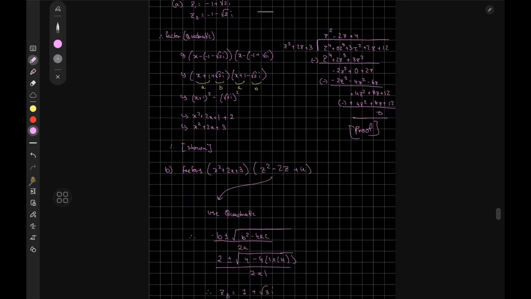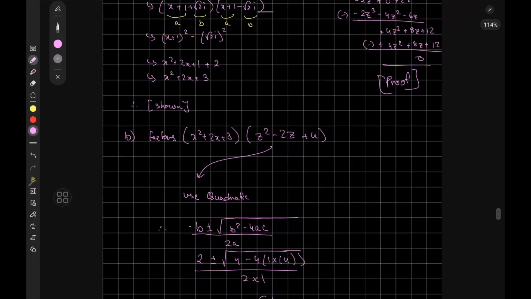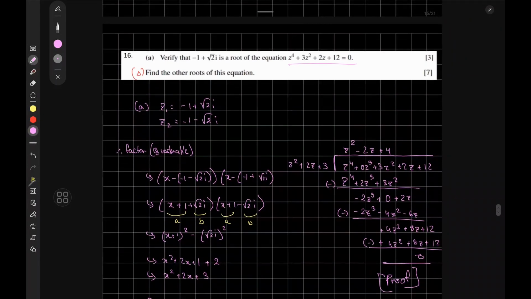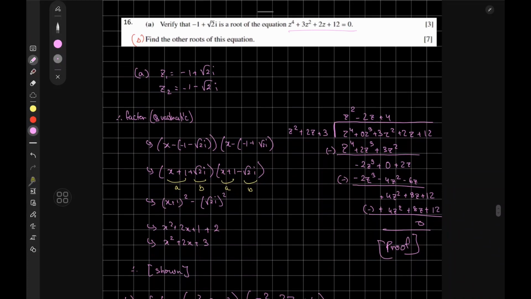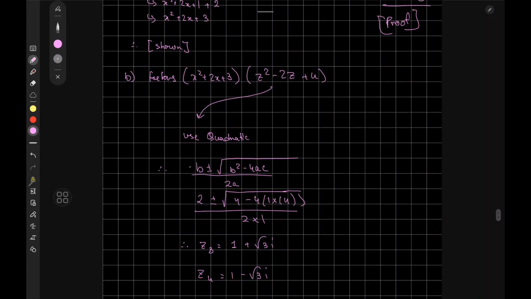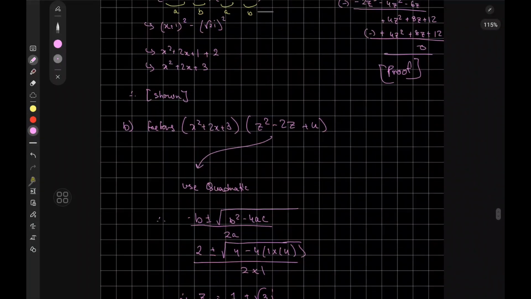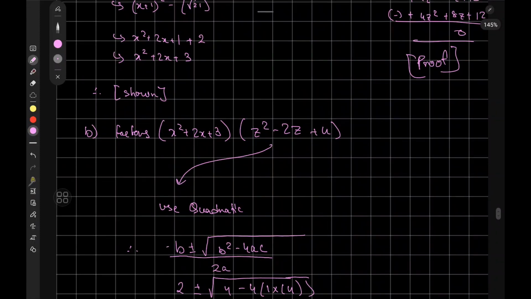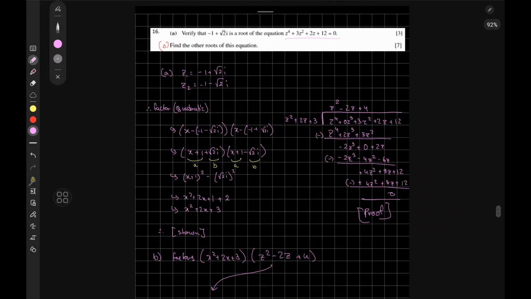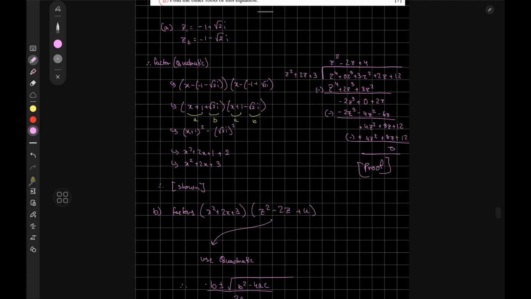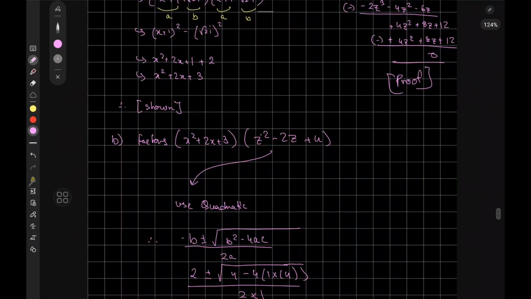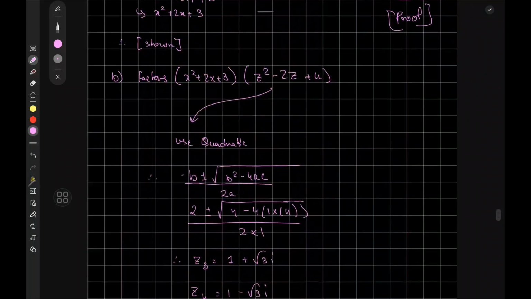So yeah, I'll move on to the next part. B, what are they telling you? Find the other two roots of this equation. So it's much more simple now. Basically you know the roots for this part, which are -1 plus root 2i and -1 minus root 2i. So you don't need to solve for this. This is known and this is unknown, so solve for that.